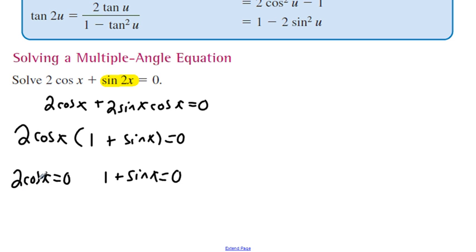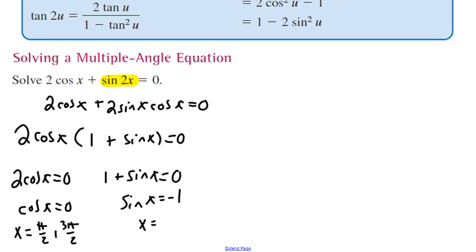So now let's go ahead and solve. So cosine of x equals 0. So cosine of what gives us 0? Well, those are the two values, pi over 2 and 3 pi over 2. If you come over here, let's go and subtract 1. So sine of what equals negative 1? Well, that only happens at one place, which is, let's see, 3 pi over 2.